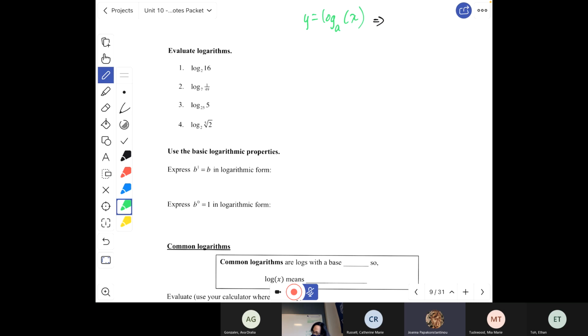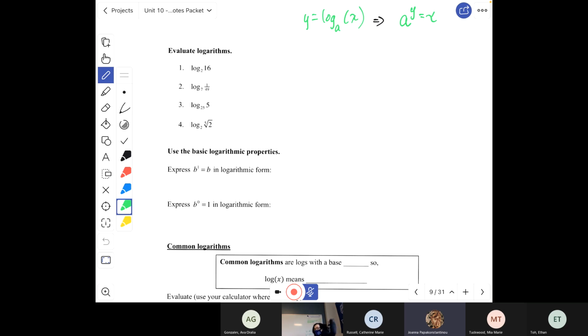Base is, if I'm rewriting this logarithmic equation in exponential form, the base is a raised to what power? Y, right? Because the output to a logarithmic function is an exponent. A logarithm is an exponent equals x. So we need to know this relationship. All right. Keeping that in mind, there's shortcuts.